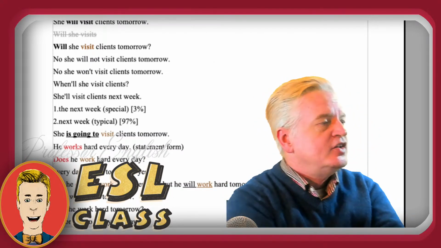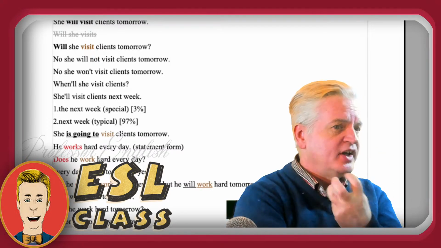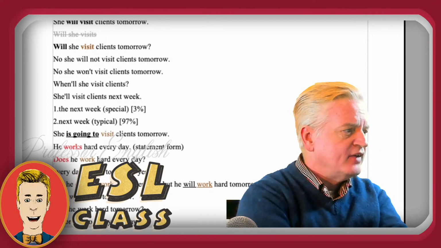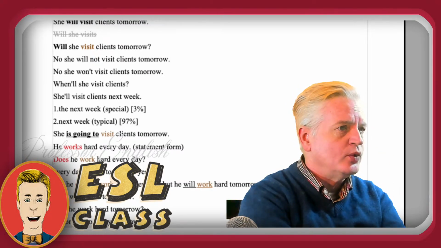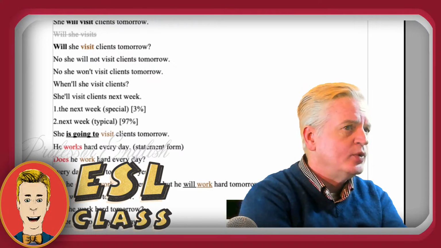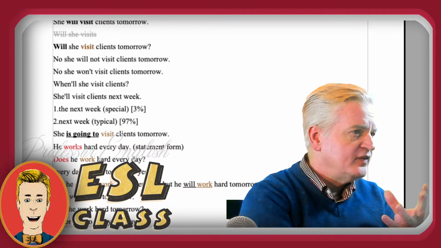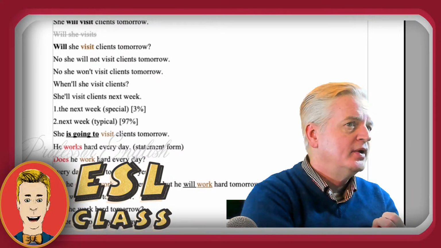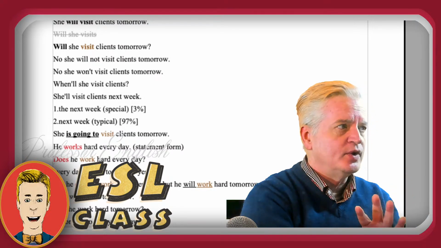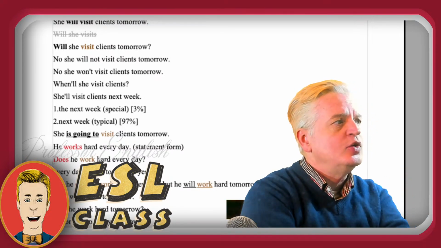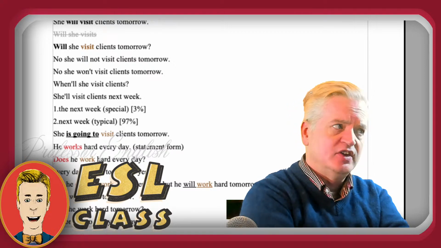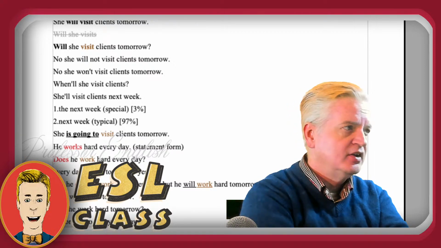Okay, so that's a question, won't she? But if you answer no, then you have to give the negative answer, she won't, she will not. No, she won't. That's the question form, but we want to give an answer, so we say she will not. She won't visit clients tomorrow. No, she won't visit clients tomorrow.